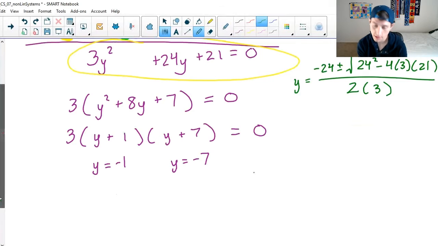Yeah, but luckily for this one we can factor. I think usually we'll be able to factor, but just know that if you're not able to factor it, you could use the quadratic formula.